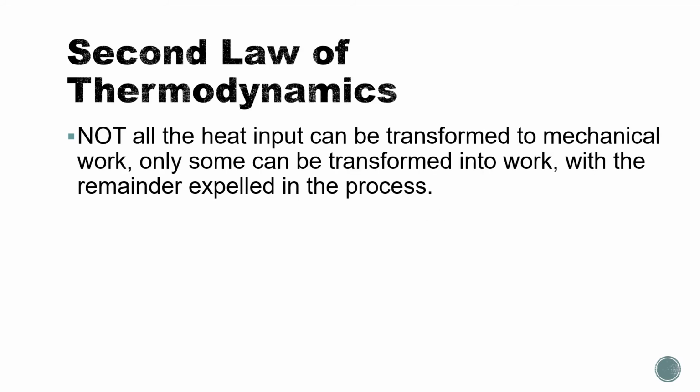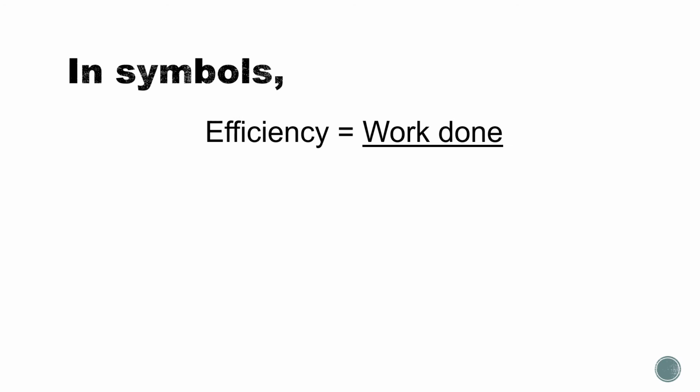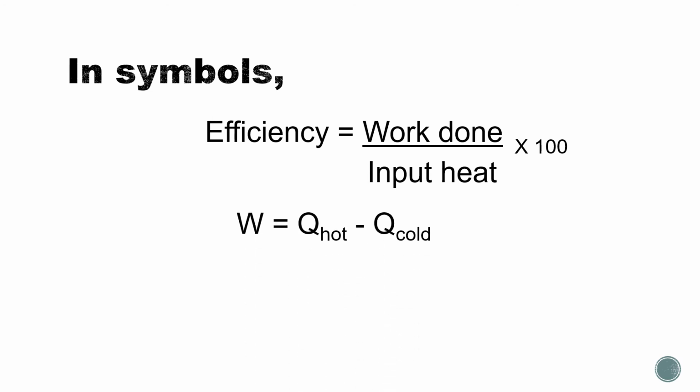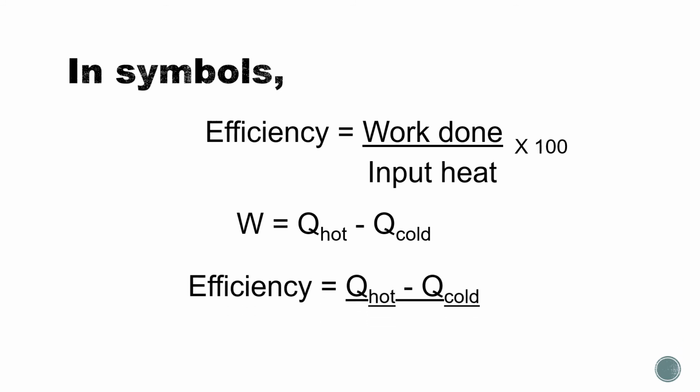It is also stated in the second law of thermodynamics that not all the heat input can be transformed to mechanical work. Only some can be transformed into work, with the remainder expelled in the process. In symbols, efficiency is equivalent to work done over input heat times 100. In terms of work done, which is equivalent to Q hot minus Q cold, efficiency is equivalent to Q hot minus Q cold over Q hot times 100.